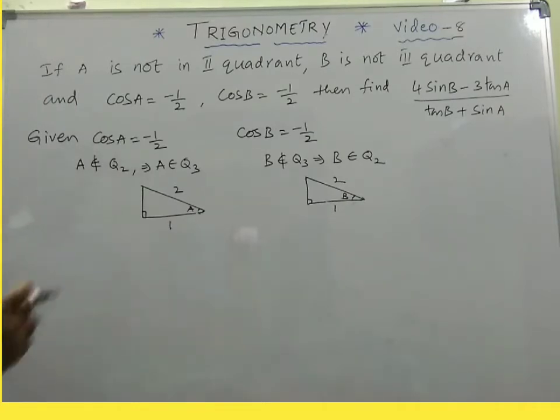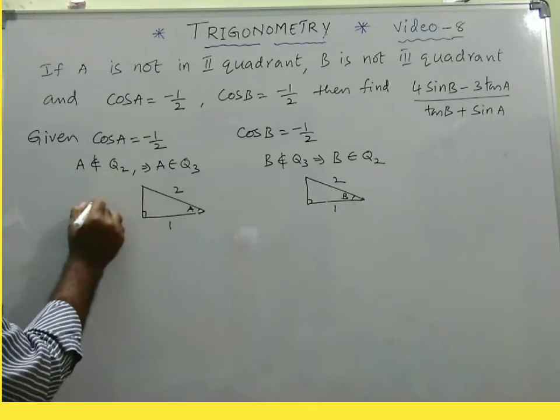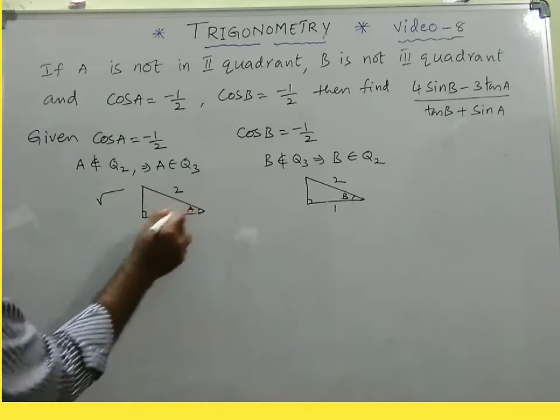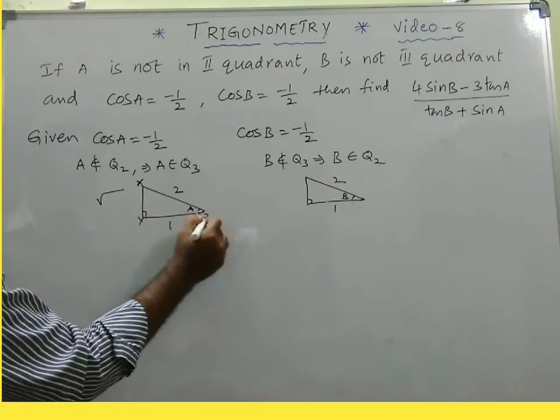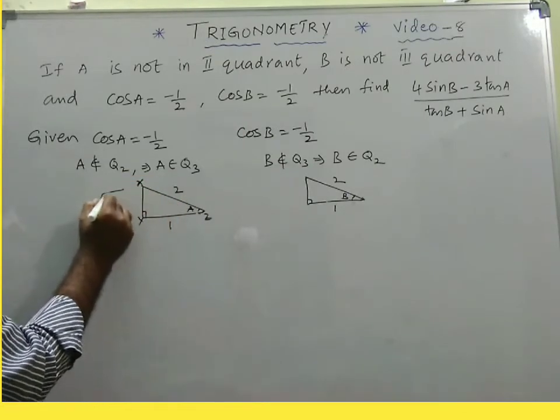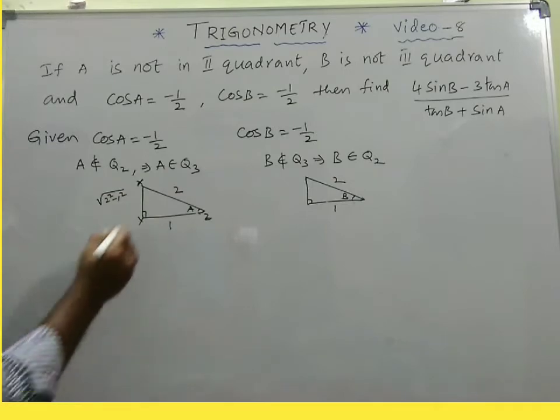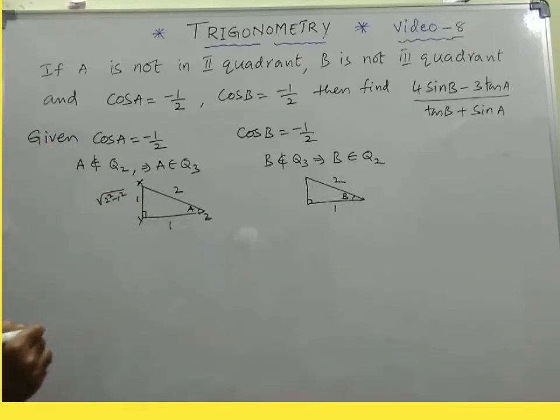So now what is this opposite side? Under root of AC square minus BC square. Suppose it is some XYZ. Okay, so this side is nothing but 2 square minus 1 square, which is 1. So this is also 1.